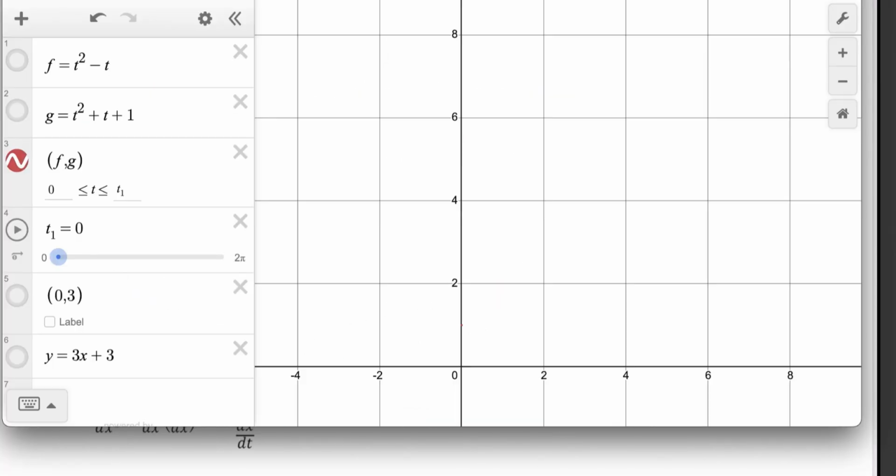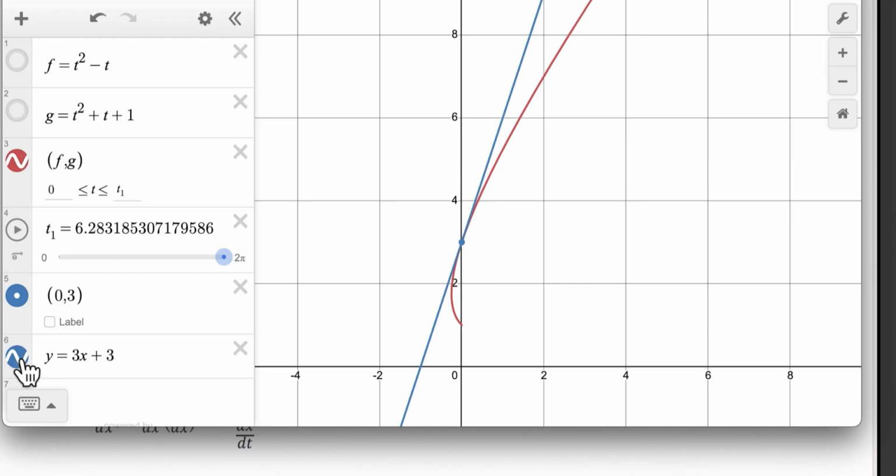In case you want a visual as to what that might look like, I've created this in Desmos. So here we'll sketch out the curve. The parametric curve is here. We have the point (0, 3) on the y-axis, and we're looking for the tangent line at that point. And there we have it. y equals 3x plus 3 is the tangent at (0, 3).